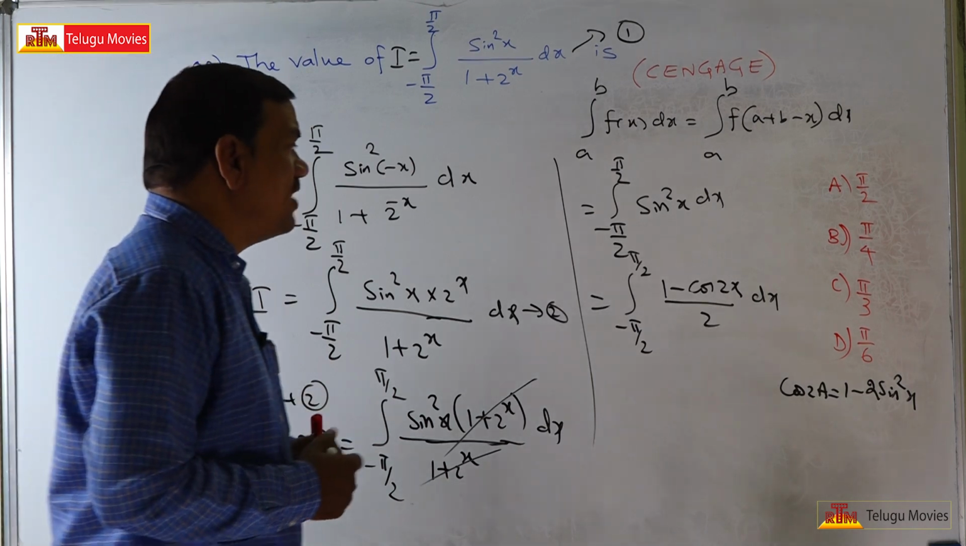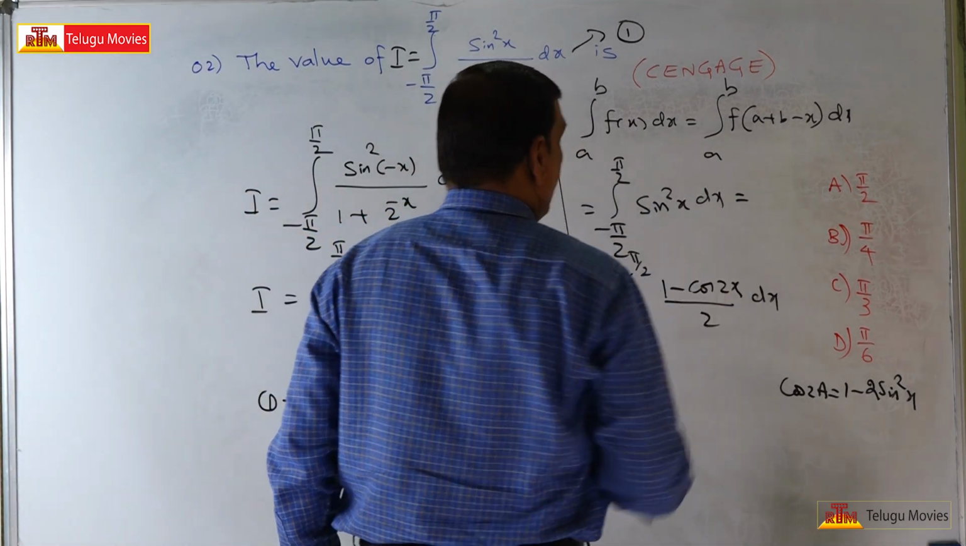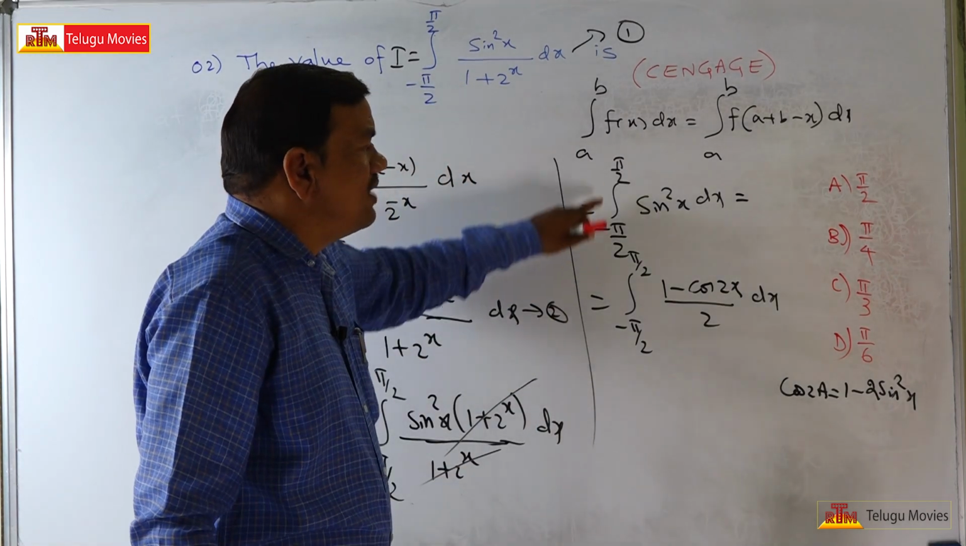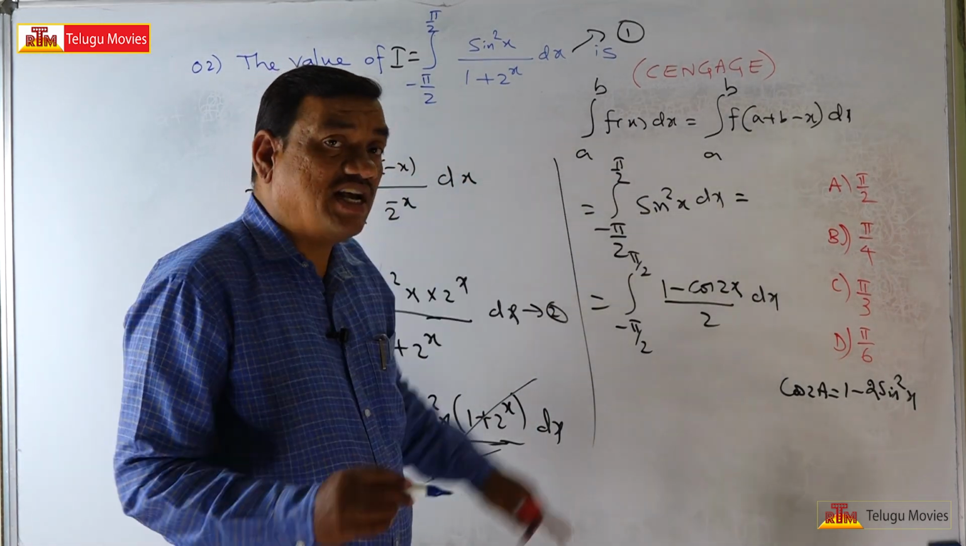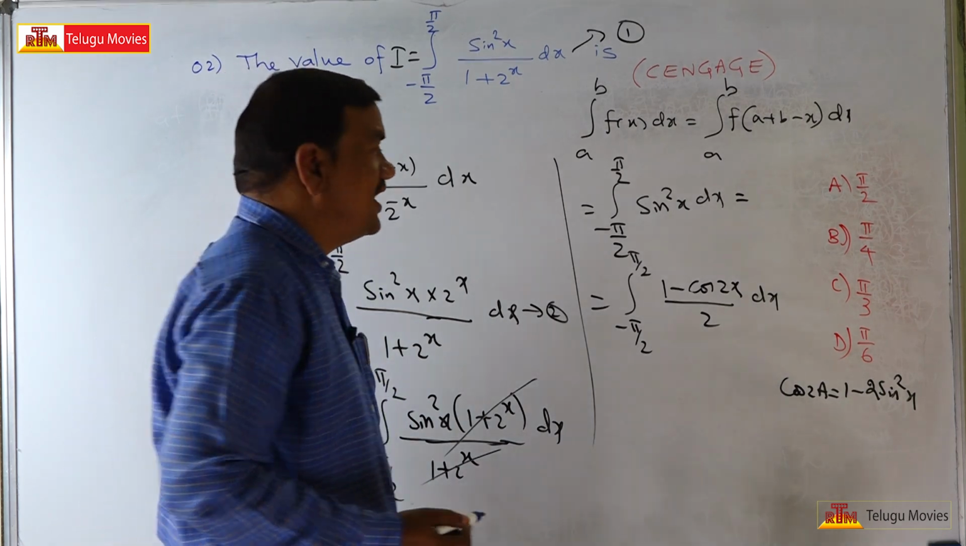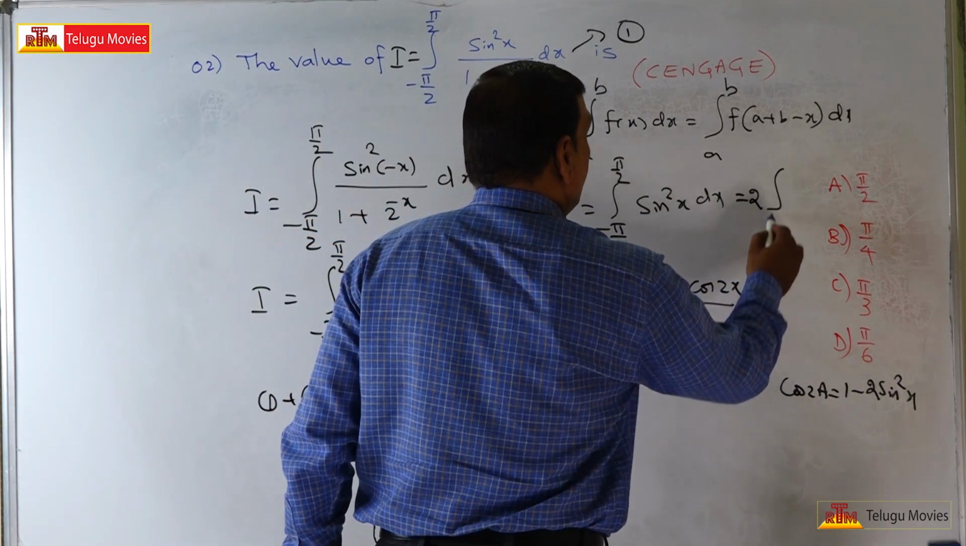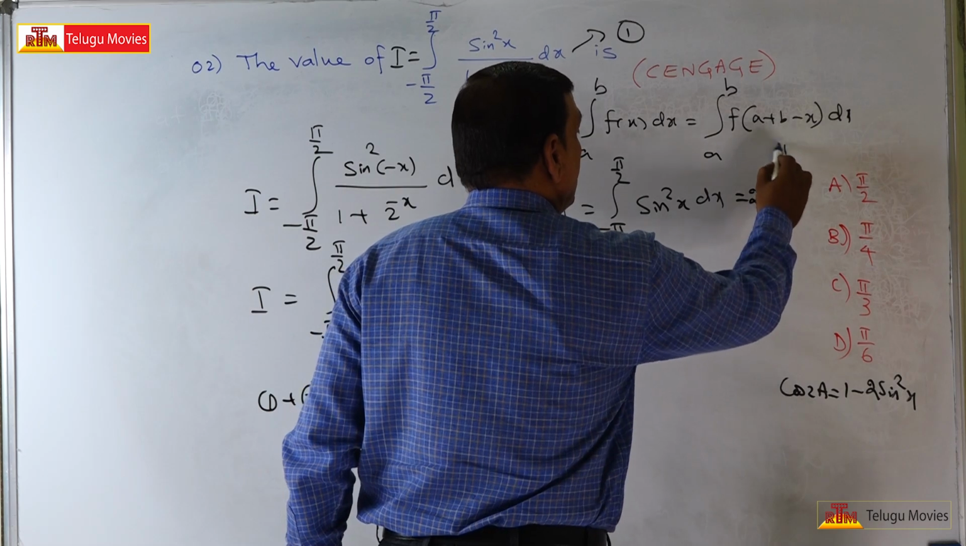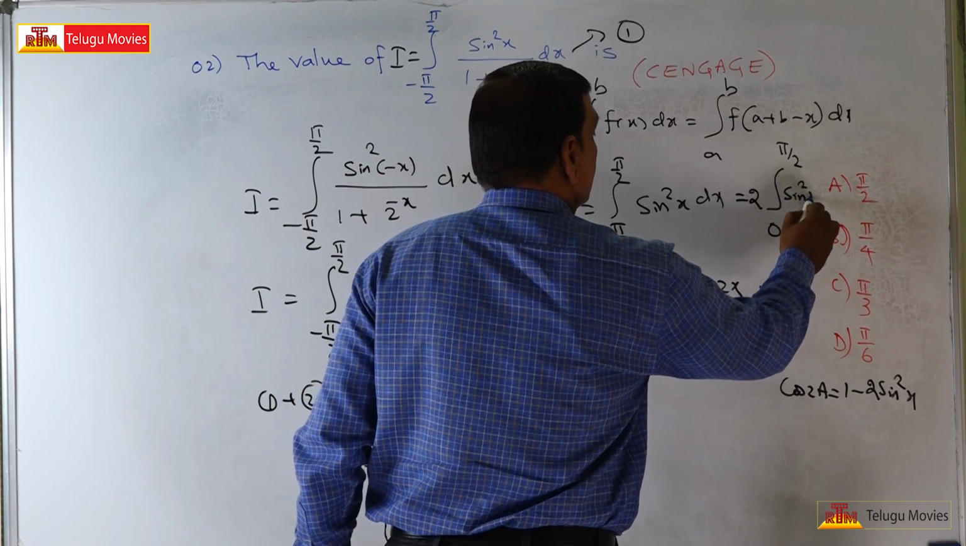Understand? So if you observe at this stage only, you can write down one point here, minus pi by 2 to plus pi by 2. Here sin square x is an even function. So at this stage you can write it as 2 times integral 0 to pi by 2, sin square x dx.